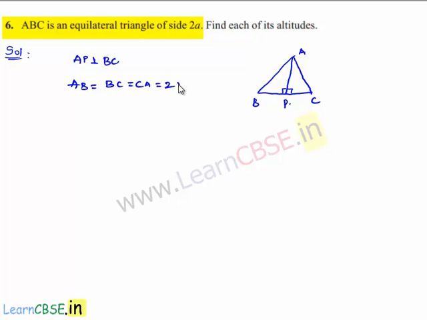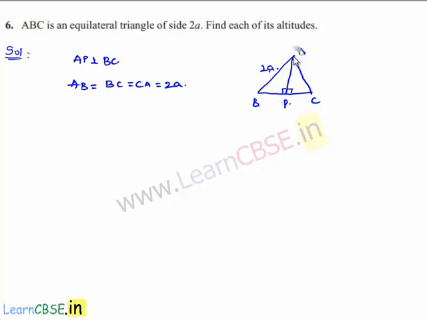AB is equal to BC is equal to CA is equal to 2A here. In right triangle APB we have 2A and we need to find BP, and if we are able to find BP, then it is easy to find the AP length by using the Pythagoras theorem.